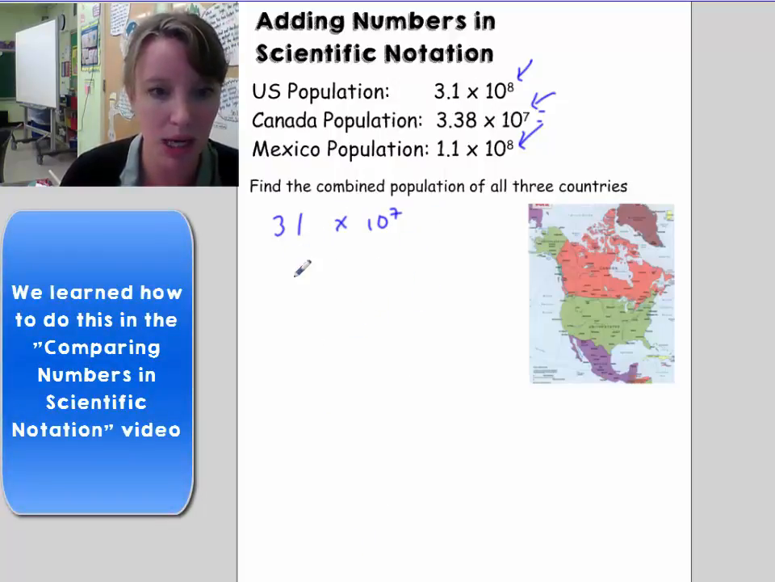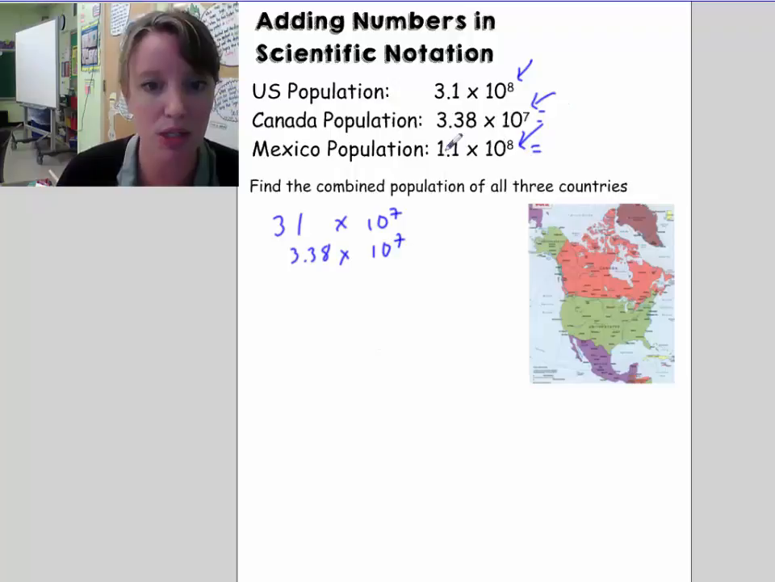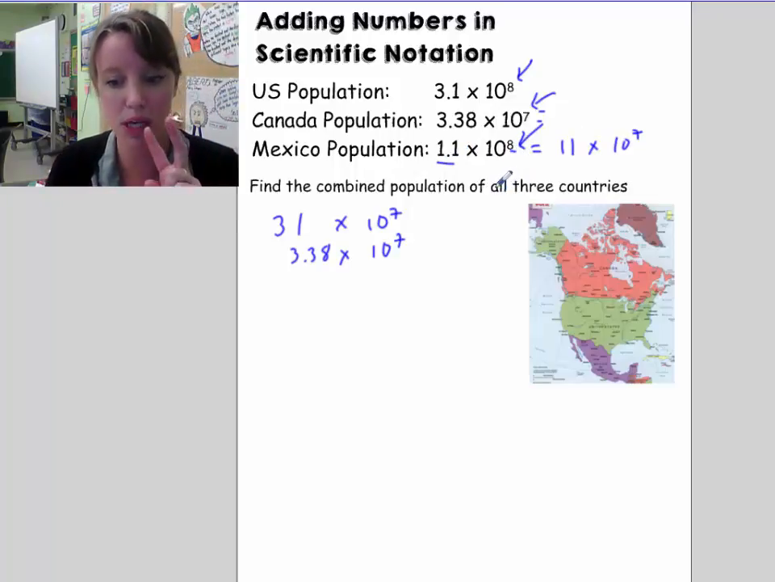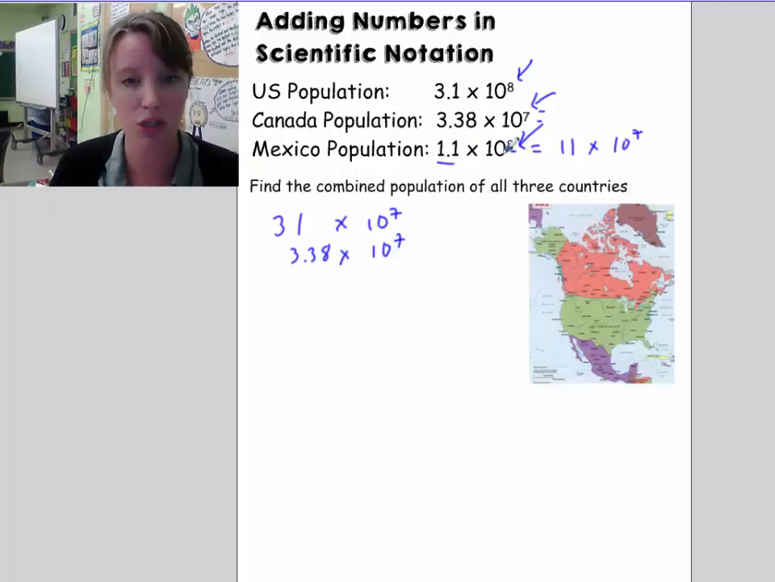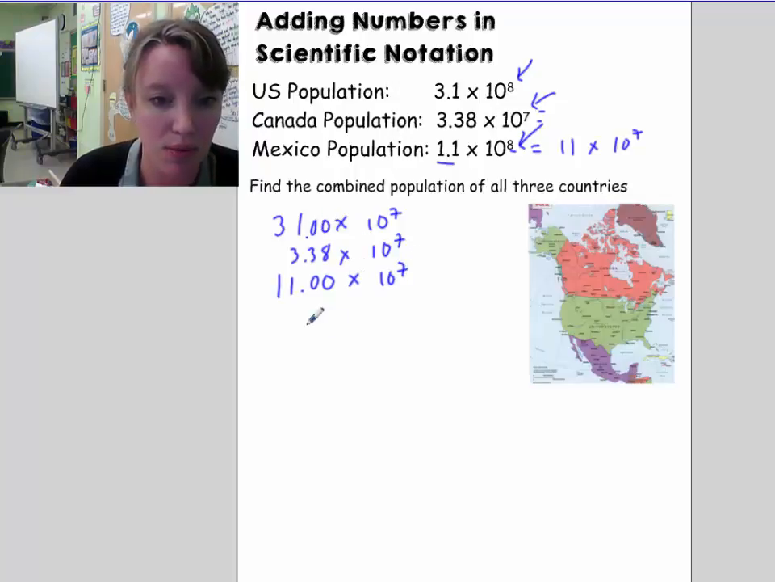And I'm going to line up the Canadian population so that the coefficients line up place value-wise. So I have 3.38 times, and I'm going to keep this as times 10 to the 7th, okay? And the Mexican population is going to be the same thing as 11 times 10 to the 7th. So notice, again, the coefficient and the exponent work in inverse relationship with each other. So if I make the coefficient larger, I've got to make the exponent smaller, or the order of magnitude smaller. So I'm going to leave this as 11.00, I'm going to put the zeros here too, times 10 to the 7th, okay?